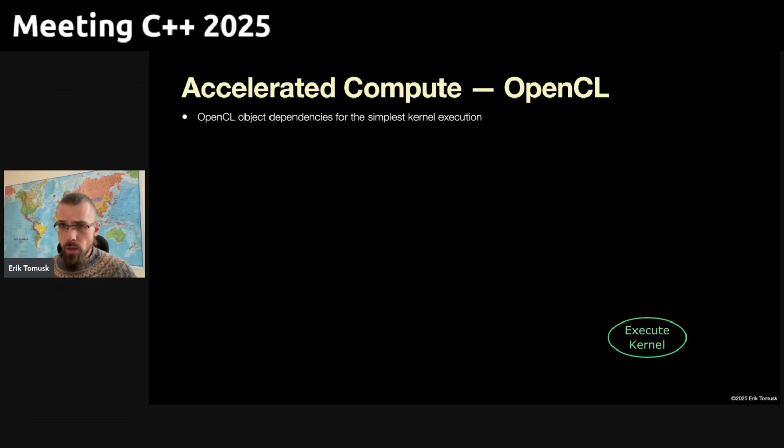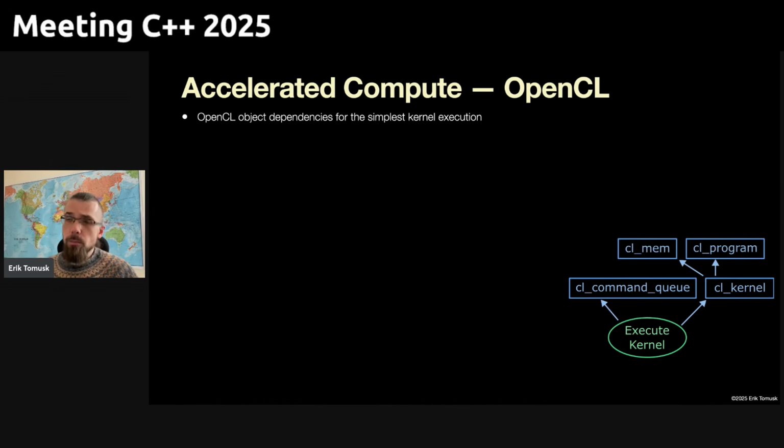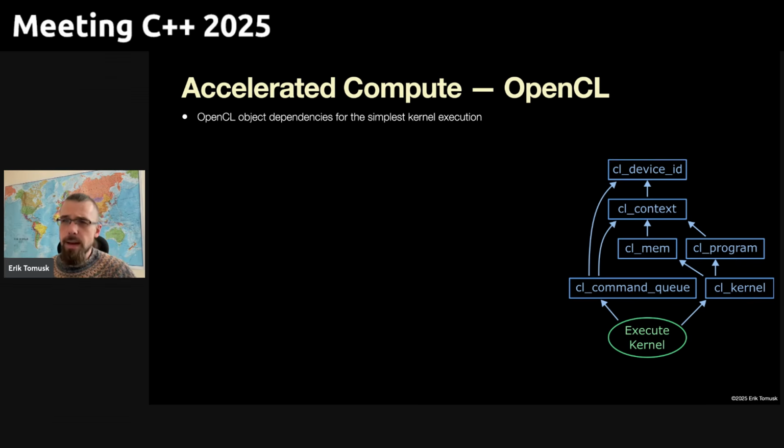So if I want to execute an OpenCL kernel, what I need is to create an OpenCL command queue and an OpenCL kernel to execute on that queue. To create the kernel, I need some memory objects, so that's probably buffers, and a program that the kernel comes from. To do those things, I need an OpenCL context. Before I can have a context, I need a device ID. The command queue also needs to know about the context and the device ID. And before I can get started with anything, I need a platform ID.